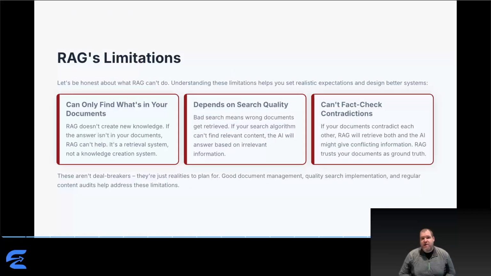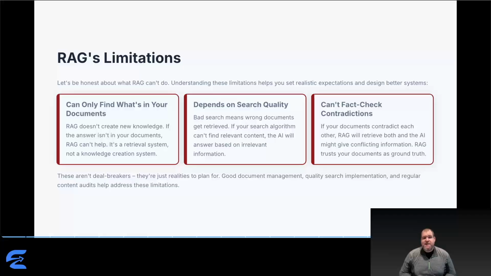Let's talk honestly about what RAG can't do because understanding limitations helps you design better systems. First, RAG can only find what's in your documents. It's a retrieval system, not a knowledge creation system. If the answer isn't documented somewhere, RAG can't help. This means your document quality directly impacts RAG quality. Garbage in, garbage out still applies.